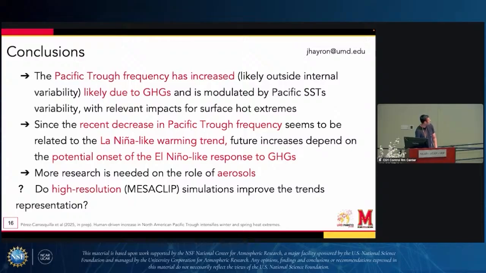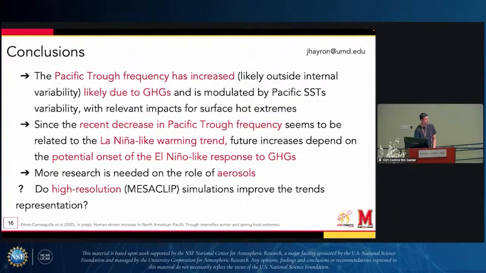Since we have this La Nina-like warming trend in the recent past, once an El Nino-like state happens in the future, we will potentially also have an increase in Pacific trough frequency after that, and the subsequent heat extremes or heat conditions associated with it.